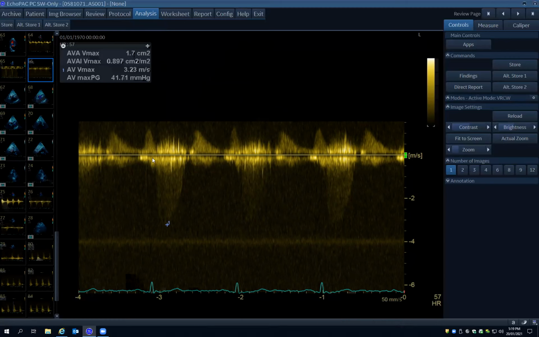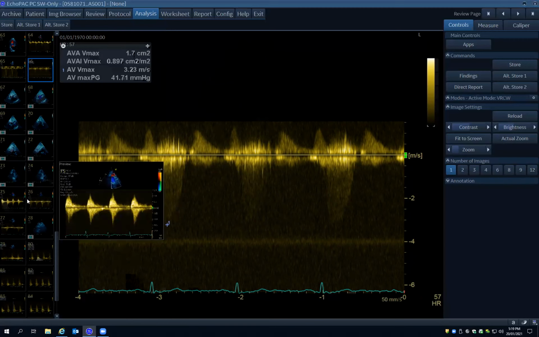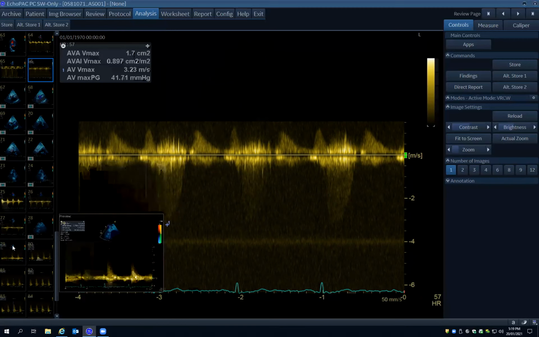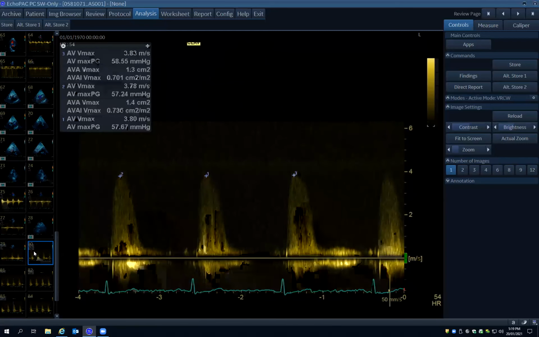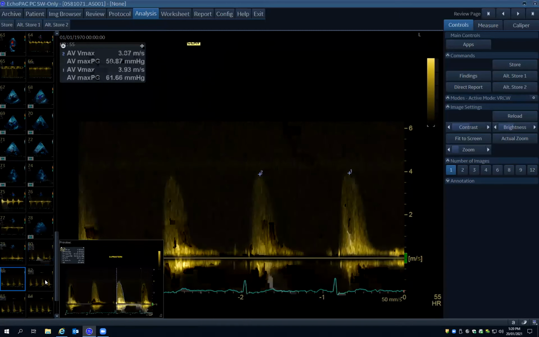And here we can see this is going to be in the apical 3 or 5 chamber view, because we've got the aortic stenosis flow below the line. And then in other views, we can see it coming above the line here, which would suggest that we're sitting up in the suprasternal or in a right parasternal view. I think there's the suprasternal.